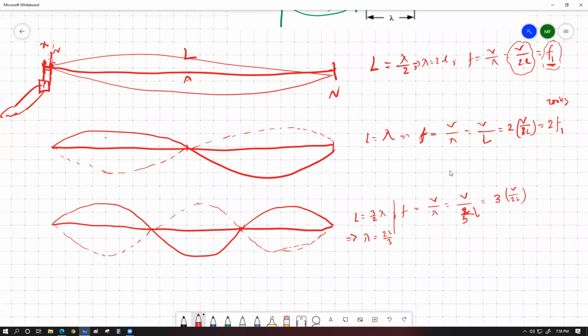You can see that the v divided by 2L ratio is once again showing up. This would be equal to triple the fundamental frequency. This is something that we call the third harmonic.